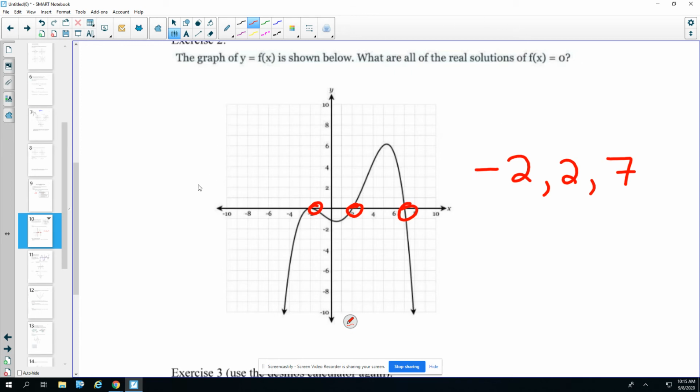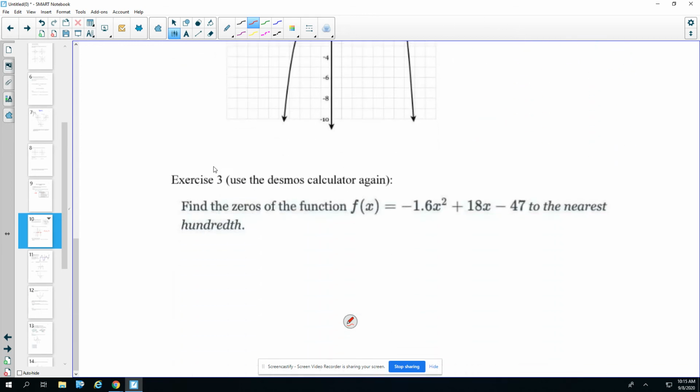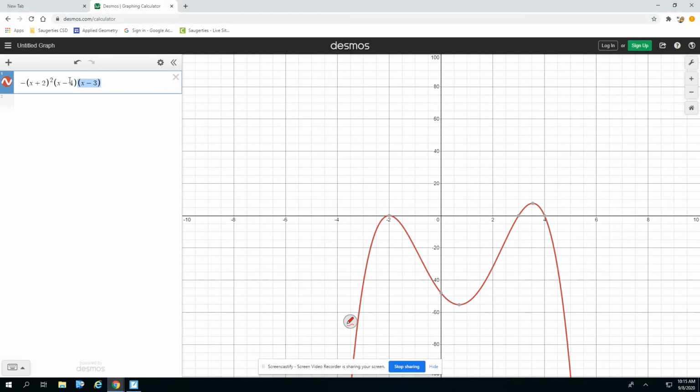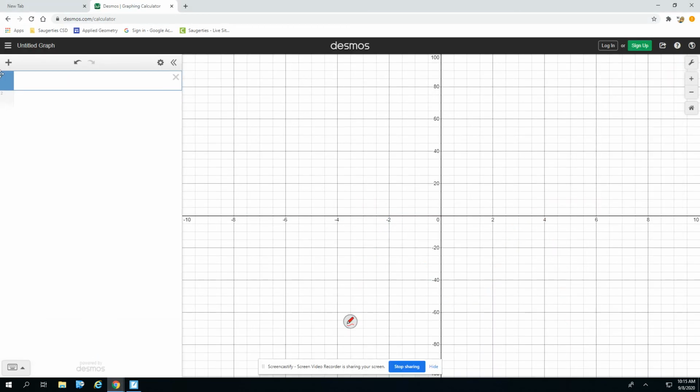The next problem, exercise 3, says to use the Desmos calculator because I have a function, but I don't have the graph of it. So I'm going to go back to that Desmos calculator. I'm going to delete the function I have. Now you can, once again, use a regular graphing calculator, or you could use the graphing calculator in Delta Math. They'll work great. This is actually even a little nicer. And we're not starting to work on things like finding zeros on the calculator, which is a little trickier. And this one gives me those zeros or x-intercepts right off the bat.